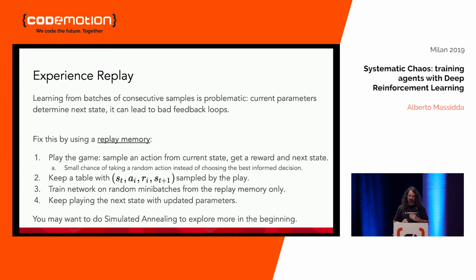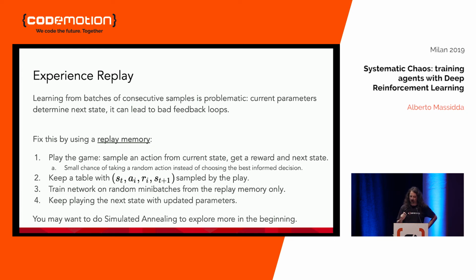We can fix this by using a thing called a replay memory. The replay memory is just a big table where you store a state, action, reward, next state tuple. You sample these tuples as you play the game, but you don't train your network on the last state, but on random mini batches that you sample from the replay memory. And then you keep playing with the updated parameters. So you might turn left, but actually your network is training on another episode in which it was turning right or going straight ahead and so on. So you're actually decoupling the playing phase from the learning phase instead of doing that sequentially. And this breaks the bad feedback loop.